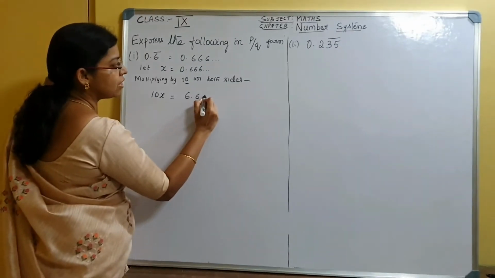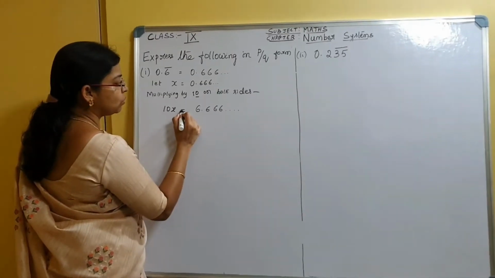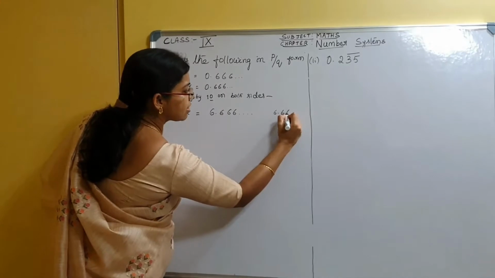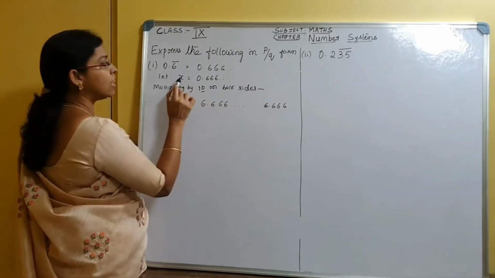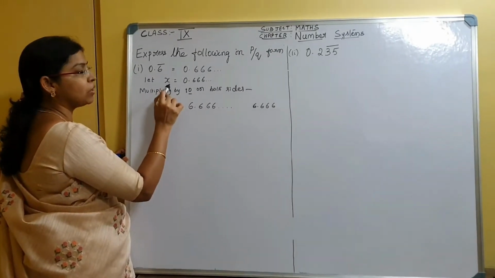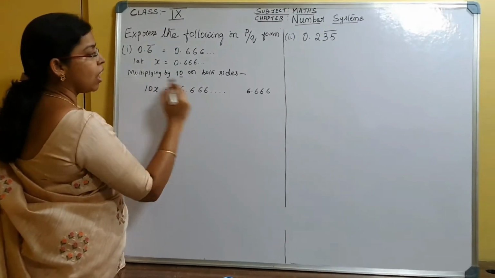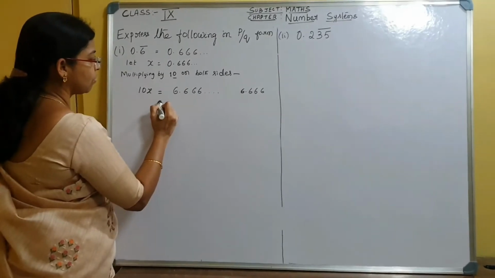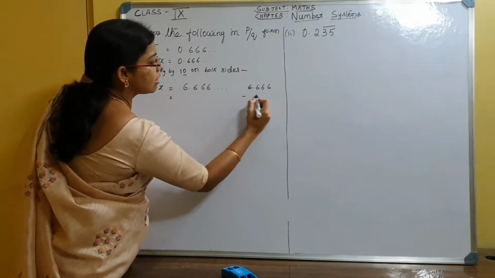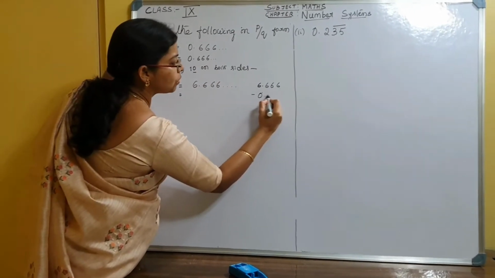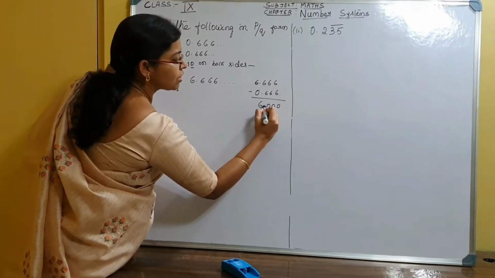So it is 6.666... and it recurs. Now what do we do? We take the 6.66. We want to express this number in terms of x because we need to get the x value in p by q form. So we want to express this number in terms of x. How do we do this? 6.666... minus x value. So what do we get? 6.00, which is nothing but 6.